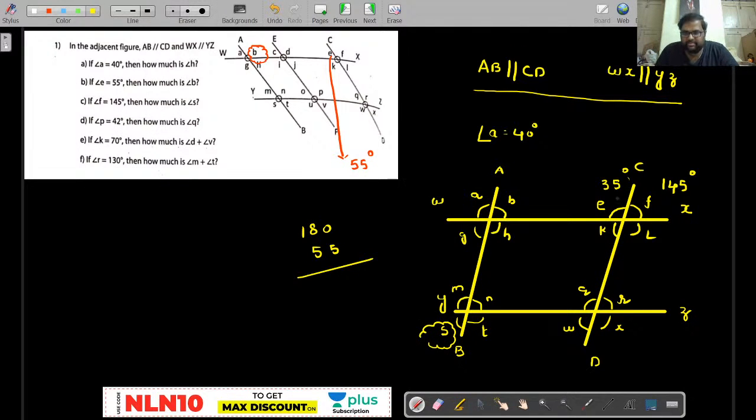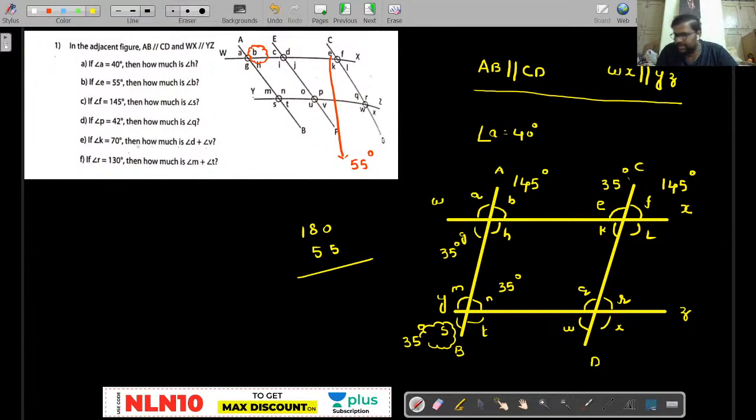Now see here, if E is 35, now B will be 145 because interior angles on the same side will be supplementary. If B is 145, G will be how much? 35. Am I right or wrong? If G is 35, N will be 35 because interior alternate angles will be same. If N is 35, S will be 35. Now, I think you got my point there, right? Now, done. Is this the question? Yes. Done.